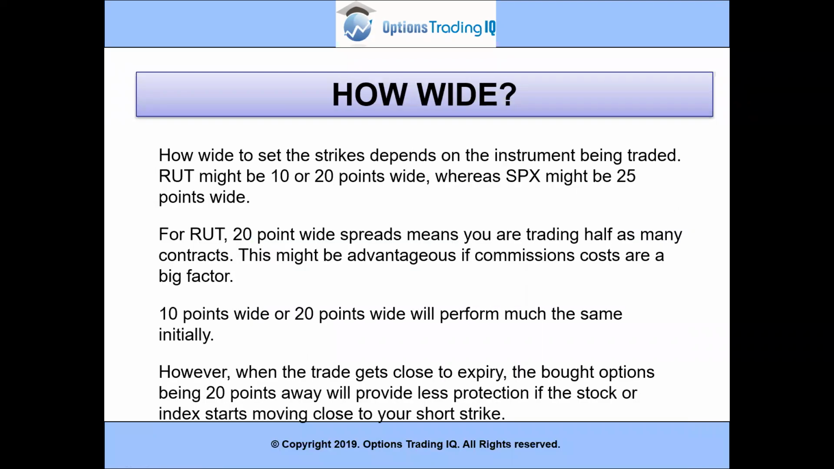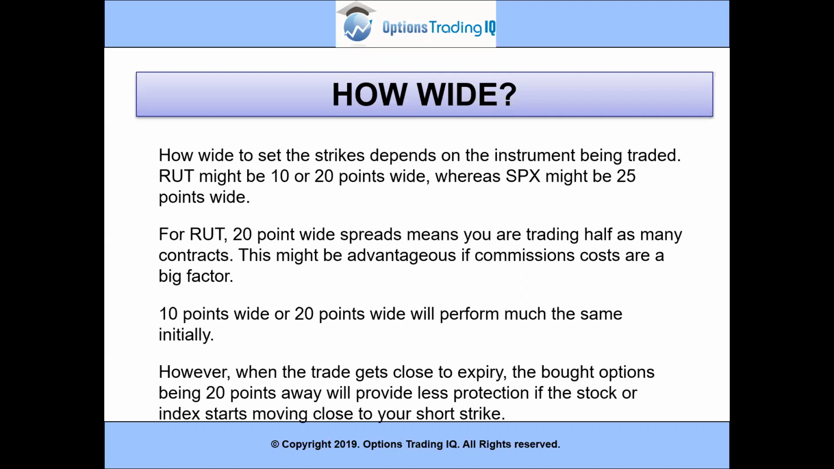All right, how wide do we put the strikes? So it depends on the instrument being traded. Russell might be 10 or 20 points wide, whereas SPX might be 25 points wide. There's a lot more liquidity in SPX in those 25-point strikes. For Russell, 20-point spreads mean you're trading half as many contracts. This might be advantageous if commission costs are a big factor. 10 points wide or 20 points wide will perform much the same initially in the trade.